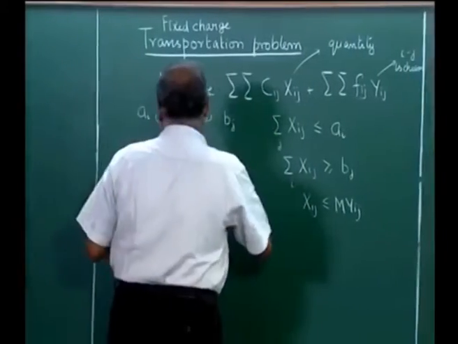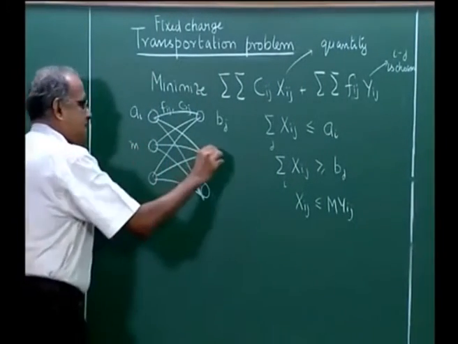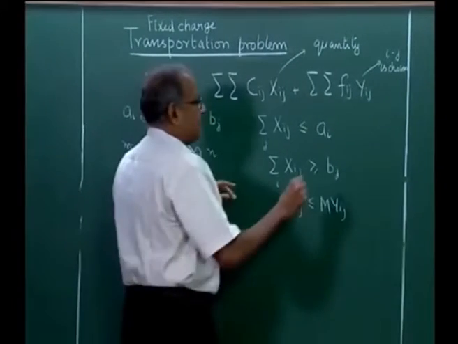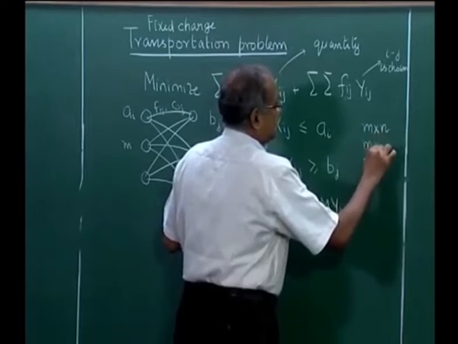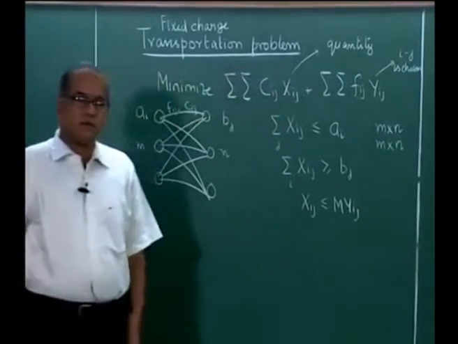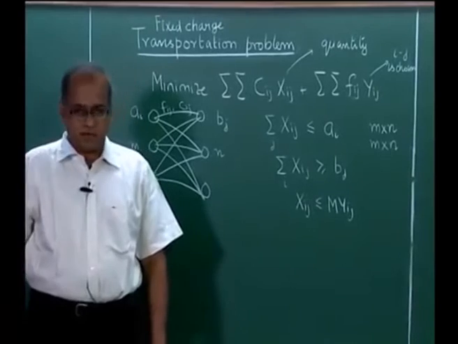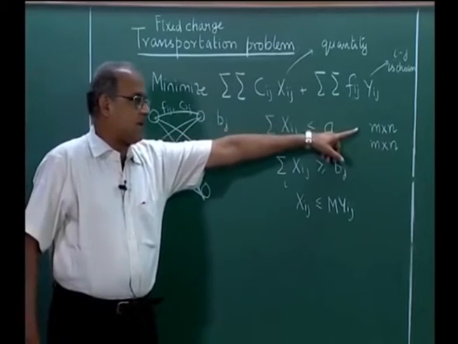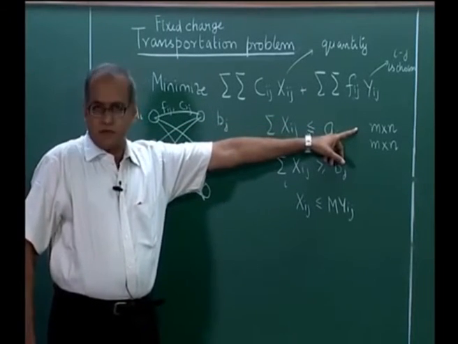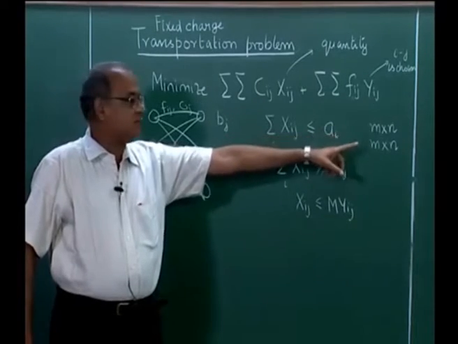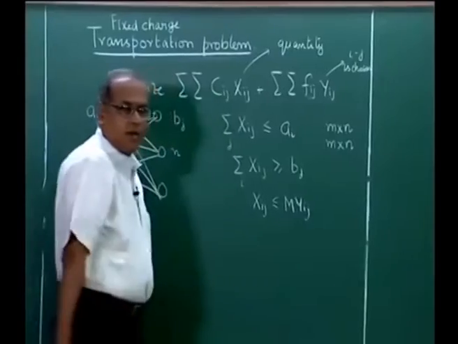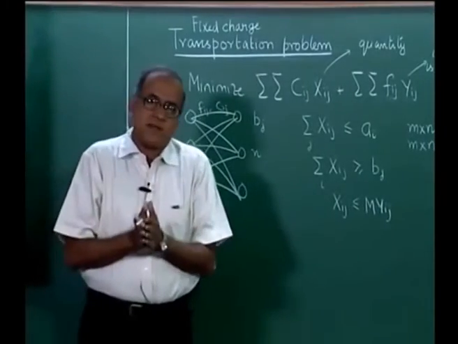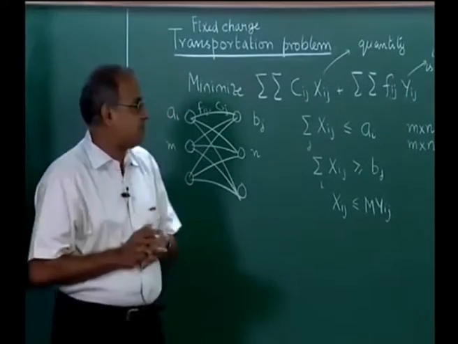So we will now have, if there are m supply points and n destination points, there are m into n Xij variables and there are m into n Yij variables. So it has 2 times mn variables, where this mn Xij variables are continuous variables, they need not be integers. The other m into n are binary variables, these Yij's are binaries. So we have a problem that has binary variables as well as continuous variables.